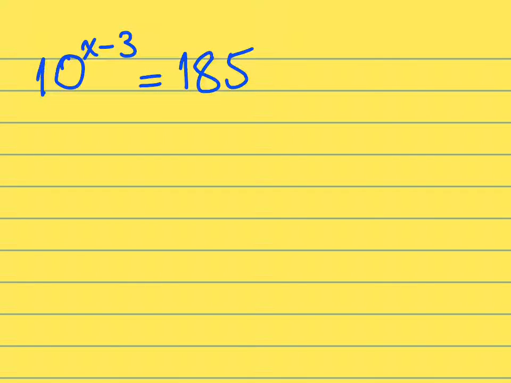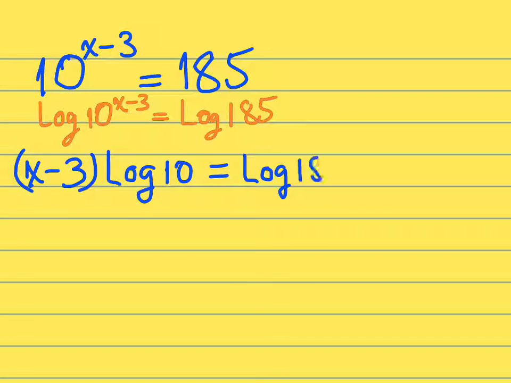Okay, let's do one more. This one's got a little more complicated looking exponent, but I'm going to use base 10 again just to make things easy. So I've got 10 to the x minus 3, my exponent is x minus 3, equals 185. I'm going to take the log of both sides once again, because my exponential part is already isolated, so no problem there. But now when I use that wraparound rule, it's the whole thing. X minus 3 is the exponent of 10.